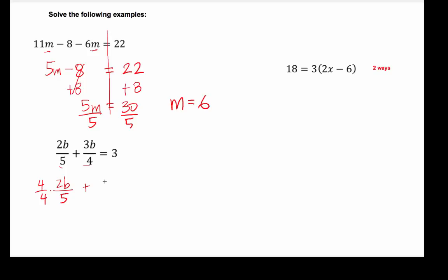So we're going to take our fraction as is. We're going to multiply the numerator by 5 and the denominator by 5. When I do that, I get 8b over 20 plus 15b over 20 equals 3. And now I can add these two together. When we add two fractions, we just add the numerators.